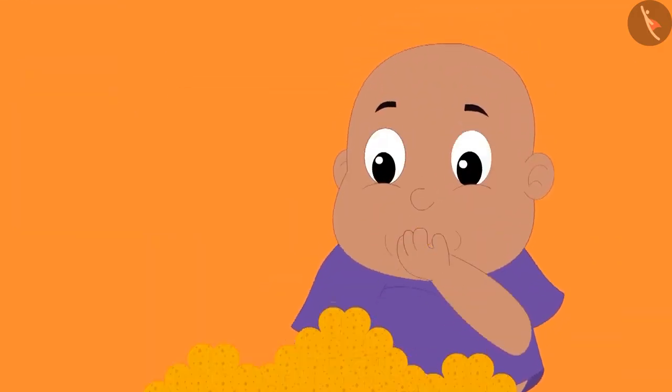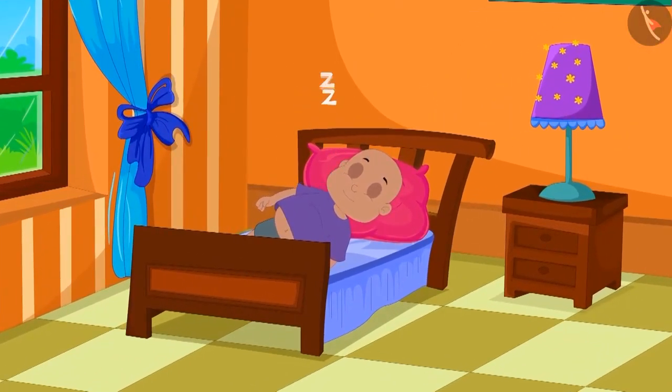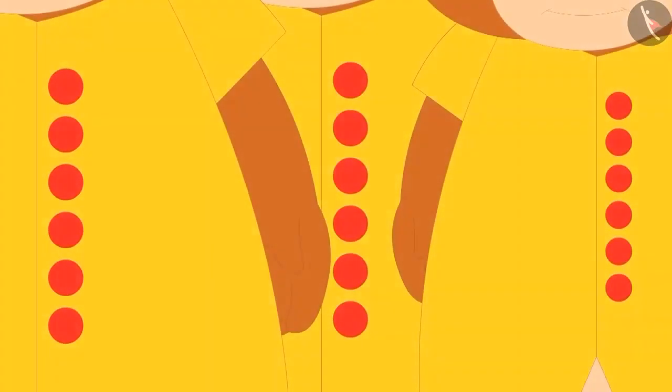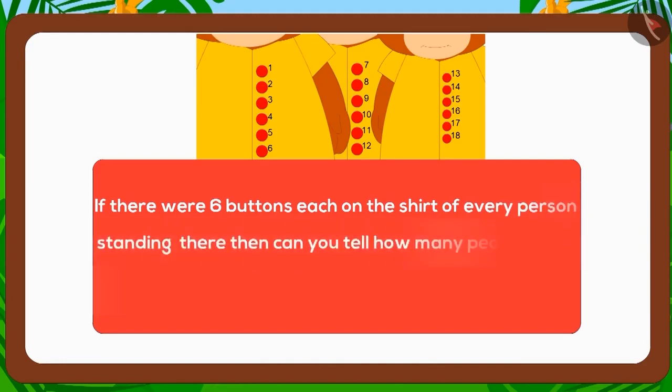Bablu ate a lot of laddus and started feeling sleepy. Bablu slept on the bed. Suddenly, Bablu heard some voices. When Bablu tried to see in his half-asleep state, everything looked hazy to him, and he could only see 18 buttons. If every person present there had 6 buttons each on their shirt, then can you tell how many people were standing there?